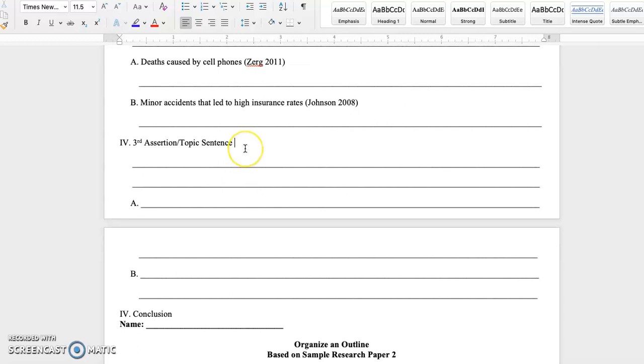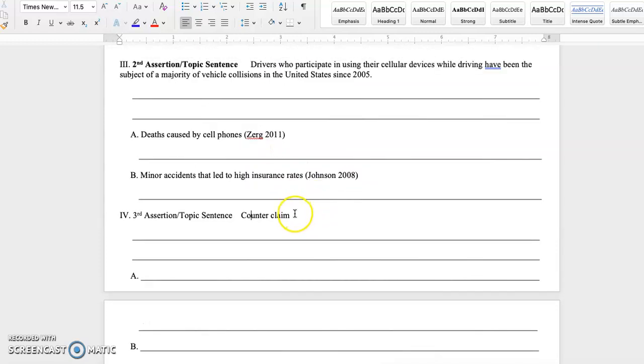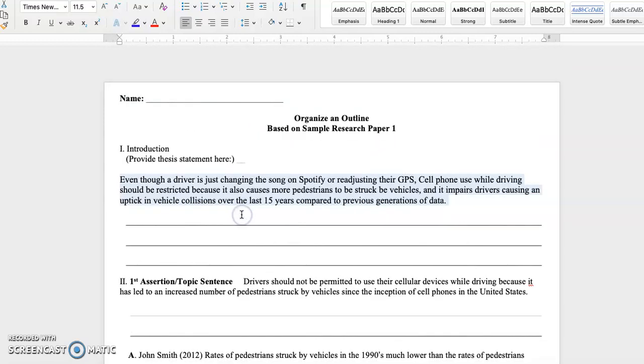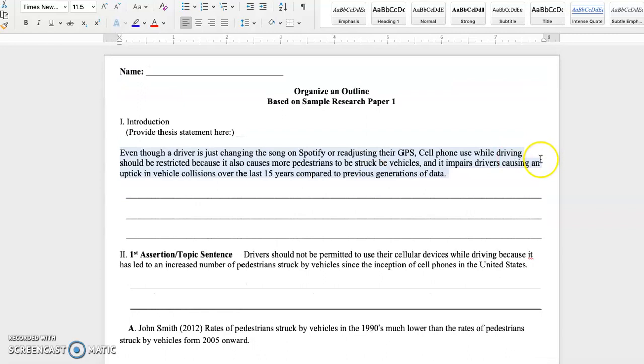And I'm not going to type that one in because we're already hitting a 12-minute mark, and I think you guys get the point. Counterclaim. You're going to fill out this part of the outline the same as the two I did before this.